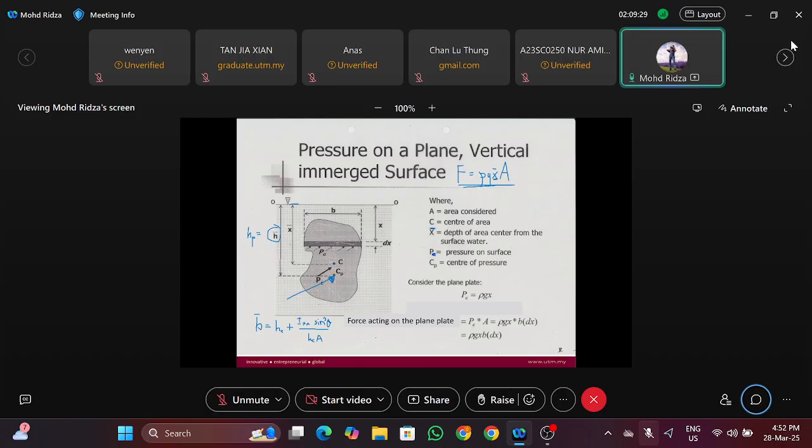If it's a square, the second moment area of a square is b h cube over 12. Have you come across the second moment area before in your previous subject or in your foundation? Ada ke? Pernah jumpa tak second moment area ataupun dia panggil apa? Second moment of area.